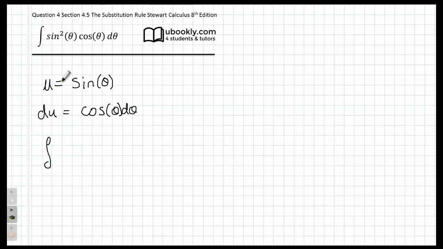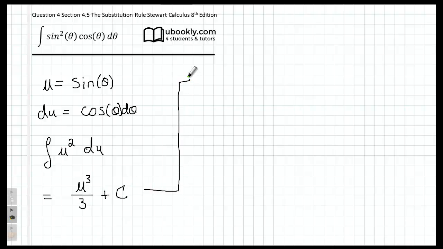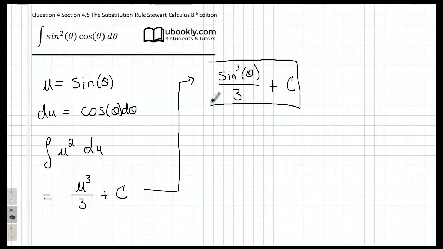So I'll substitute in my u. So my u is sine, so this will be u squared. And cosine theta d theta is just du. Alright, and if I integrate this, I'll get u cubed over 3 plus c. Okay. Now I'll substitute back because I want it in thetas, not in u's. And so u is sine theta, so I'll get sine cubed of theta over 3 plus c. And that would be my final answer. Next question.